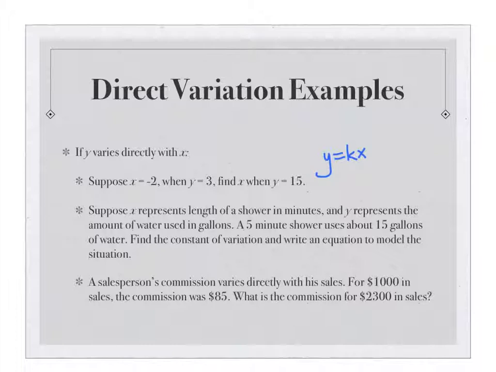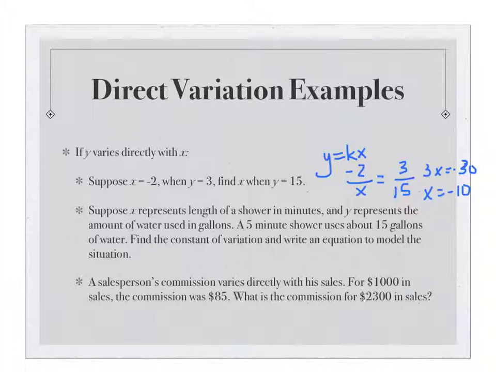In these problems, you can say x over x equals y over y, and you can cross multiply and solve just like you would any proportion. So 3x equals -30, and x equals -10. Easy peasy.